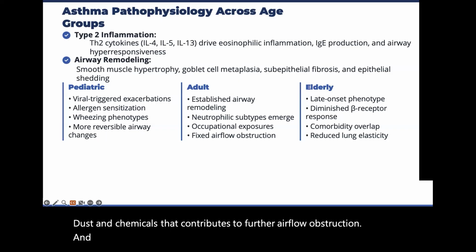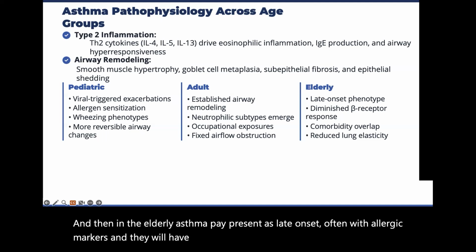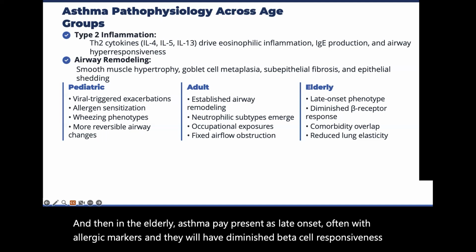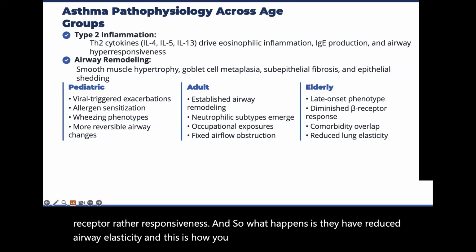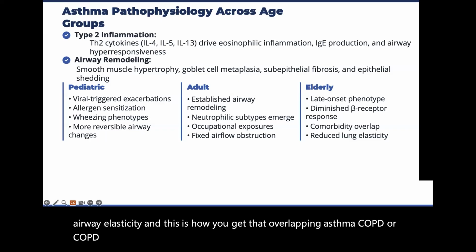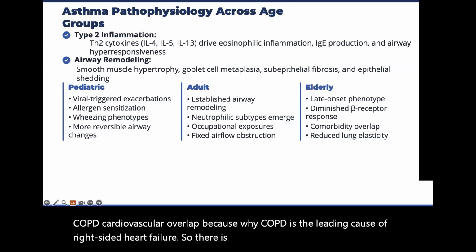And then in the elderly, asthma may present as late onset, often with allergic markers, and they will have diminished beta receptor responsiveness. And so what happens is they have reduced airway elasticity, and this is how you get that overlapping asthma-COPD or COPD-cardiovascular overlap. Because why? COPD is the leading cause of right-sided heart failure. So there is your COPD-cardiac interplay.